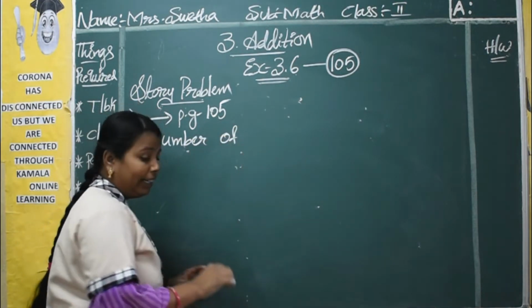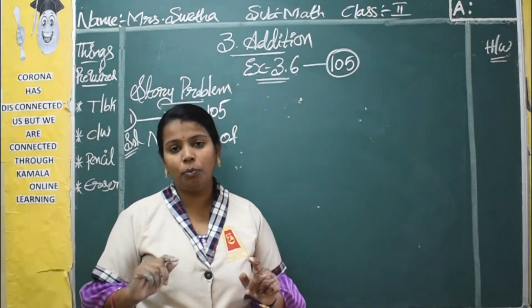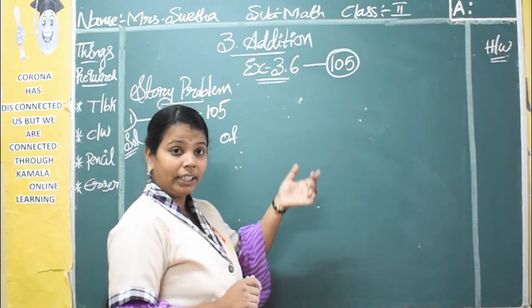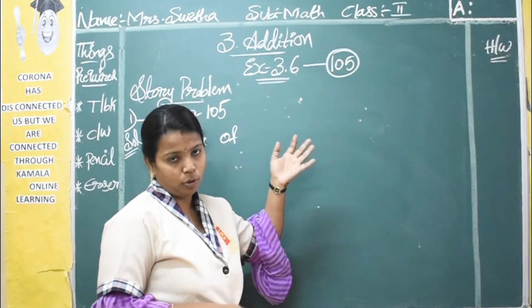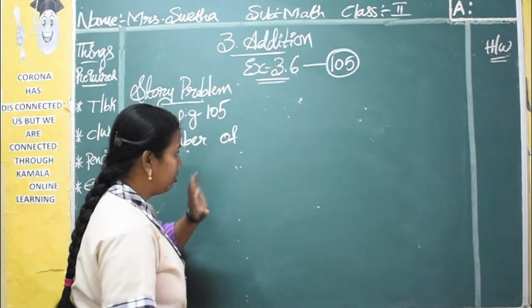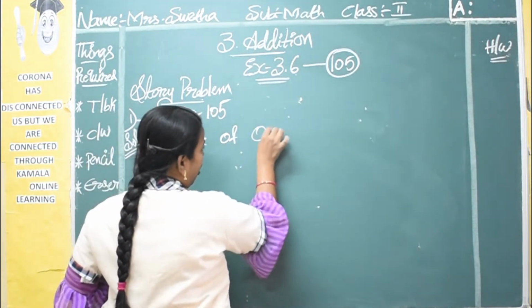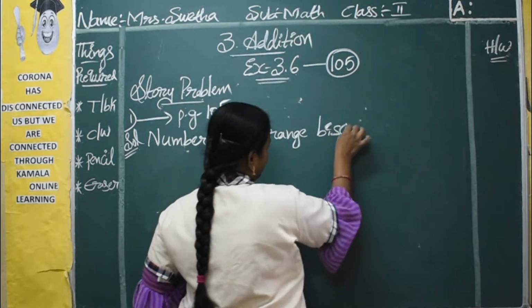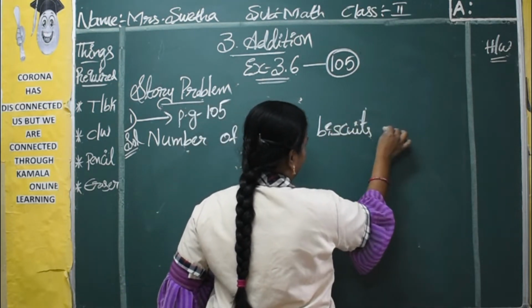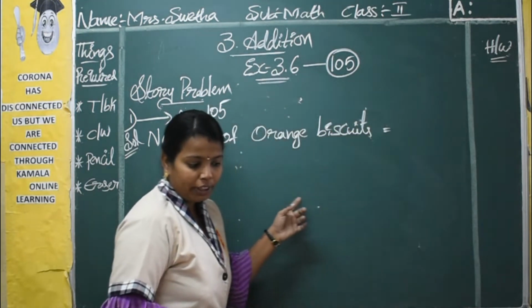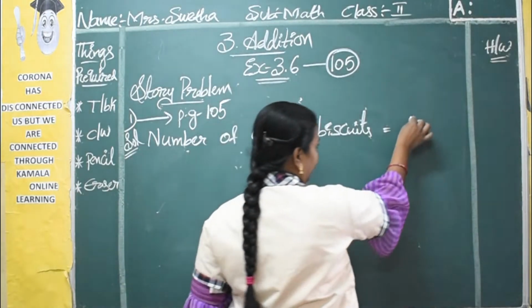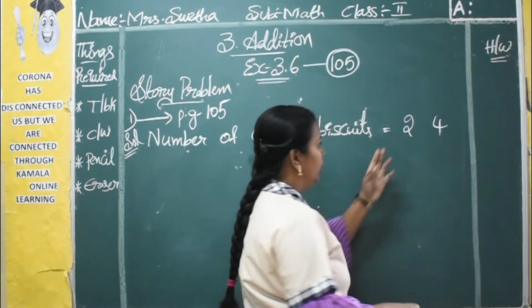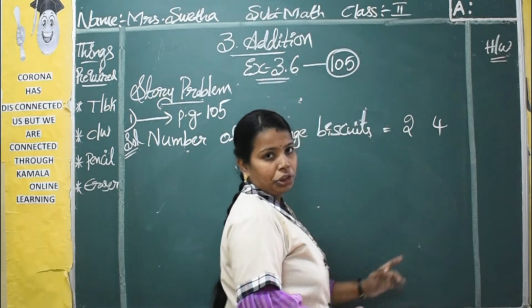Here they are talking about 2 different types of biscuits, so we have to mention the name of the biscuit type also. What are the types we have, that also we have to mention. Number of orange biscuits. How many orange biscuits does she have? She has 24 orange biscuits. So 2 here, 4 here. Between the numbers you should also give a space.